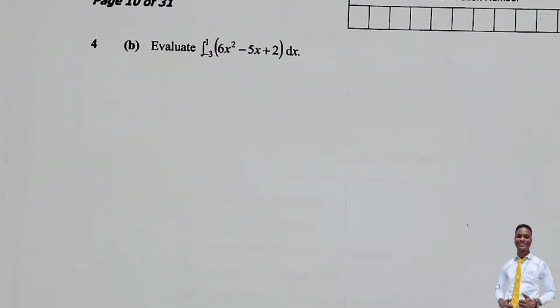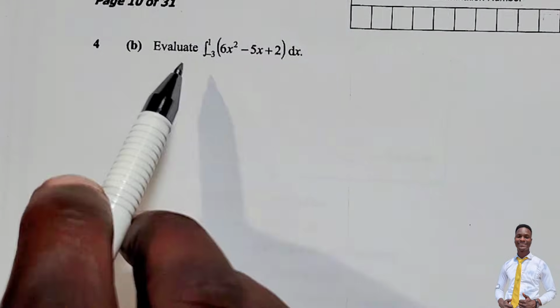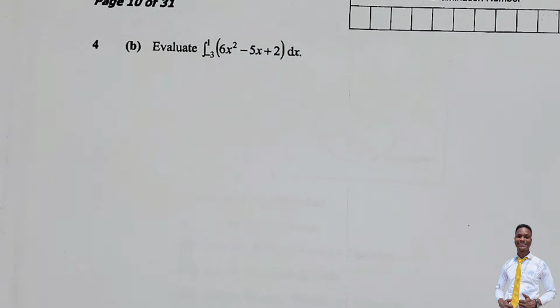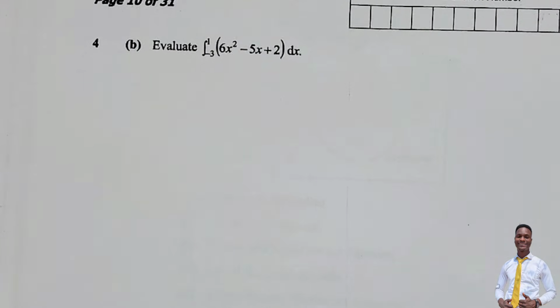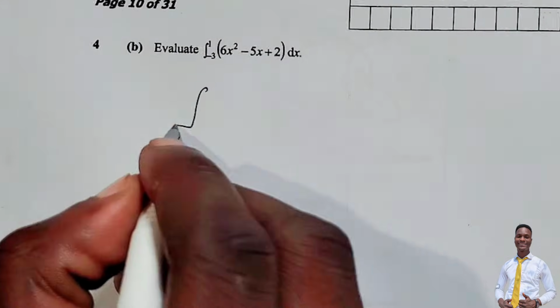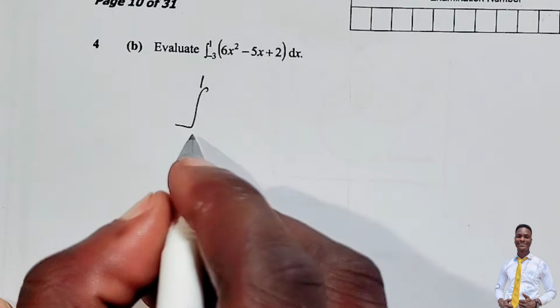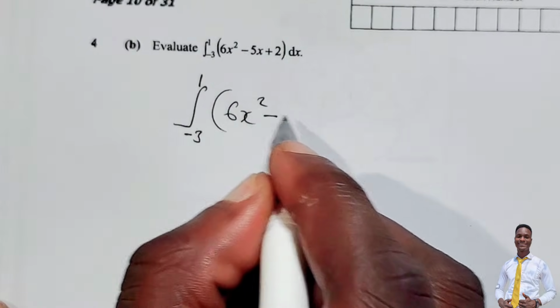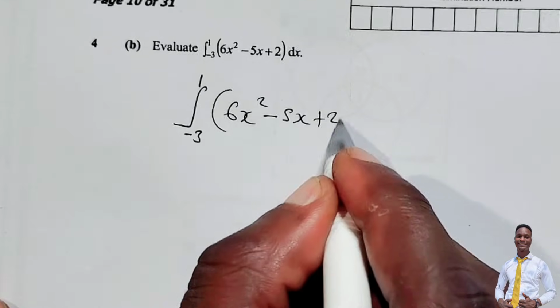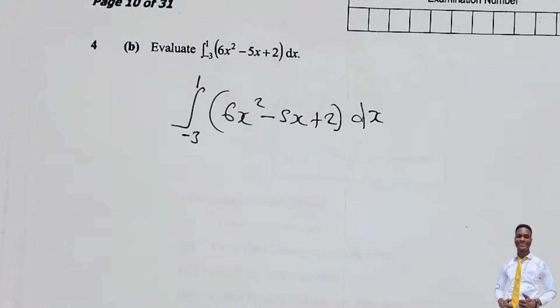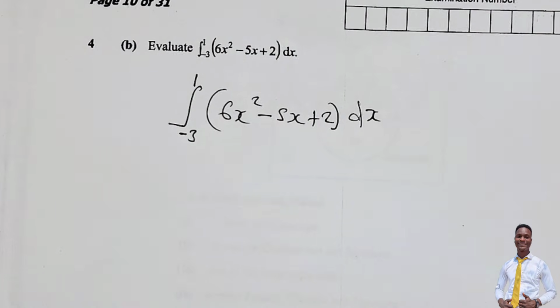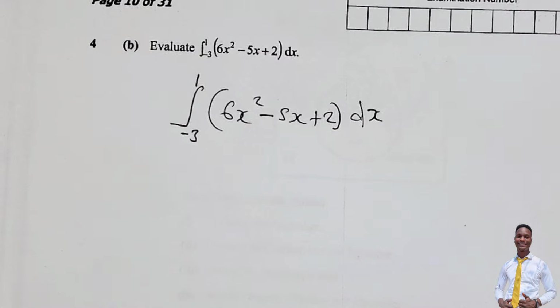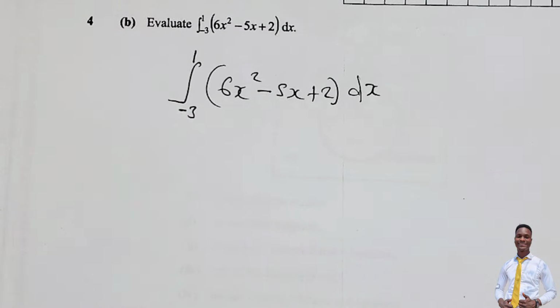So this is question 4B of the 2025 grade 12 exam. This is under integration, calculus, of course. We are given the definite integral of 6x squared minus 5x plus 2 dx. So solve this. This is simple, and this is how we are going to solve it.